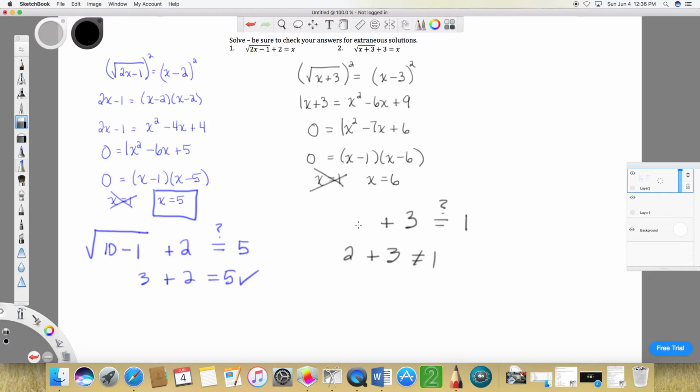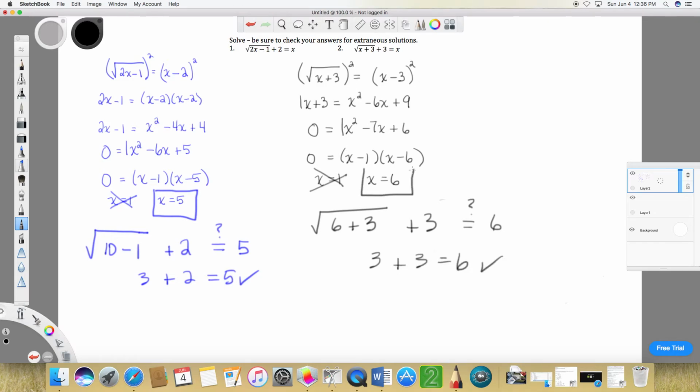Well, what about the 6? If it's also extraneous, then we say there's no solution. So if x were to equal 6, on the left-hand side, instead of x plus 3, we've got 6 plus 3, then plus 3, and the big question is, is that equal to x, which is 6? Well, 6 plus 3 is 9, and the square root of 9 is 3, and 3 plus 3 does equal 6. So yes, that's in my solution set.